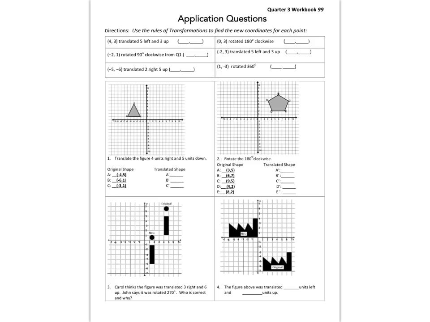Alright, page 99. We'll look at a few of these. So 4, 3 is translated 5 left and 3 up. So that would be -5, +3. I would just add those together. So 4 plus -5 is like saying 4 minus 5. You get -1. 3 plus 3 gives you 6.